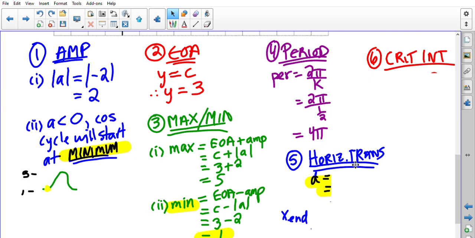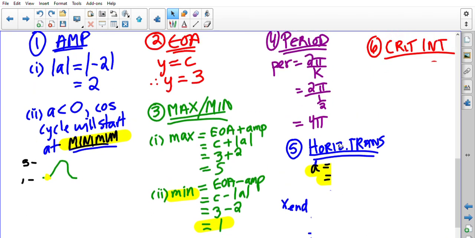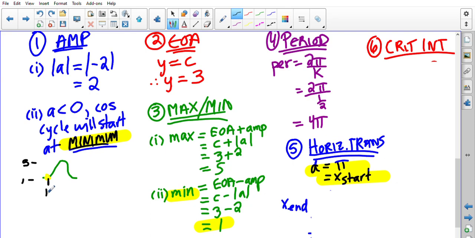All right, our horizontal translation, that will be our d value. Our d value was pi in the equation. So what does this tell us? This gives us the x-coordinate of the start of a cycle. I knew the y-coordinate of this point, but I didn't know the x-coordinate. So the x-coordinate they just gave me is pi. So I know my first point is going to be pi and 1.